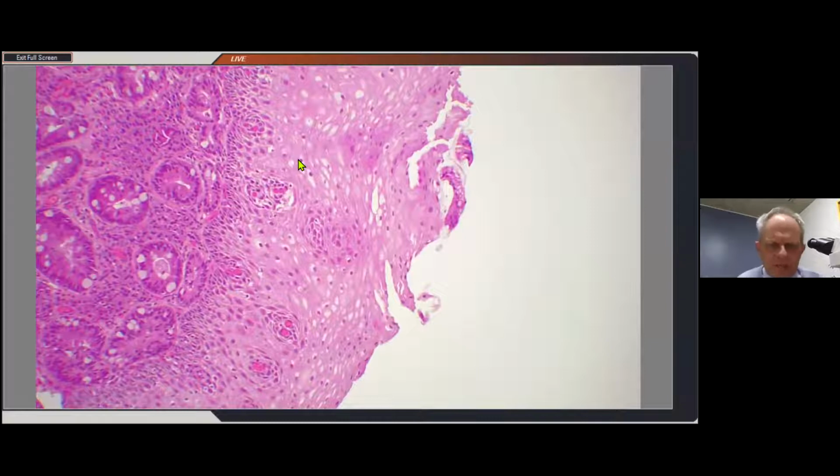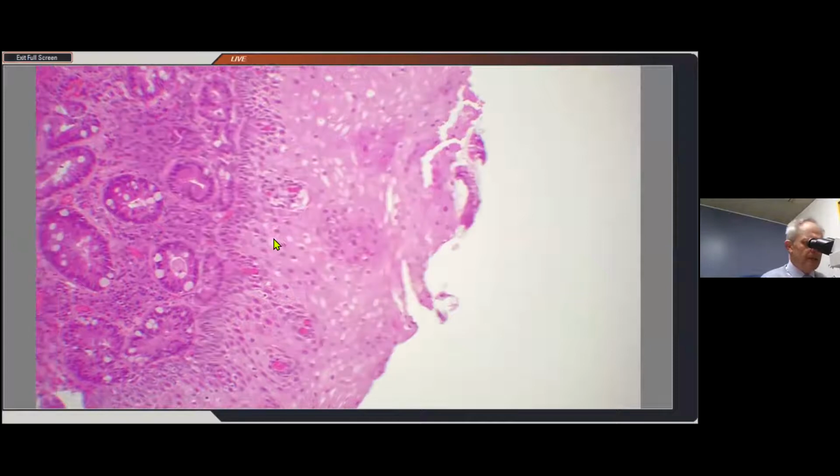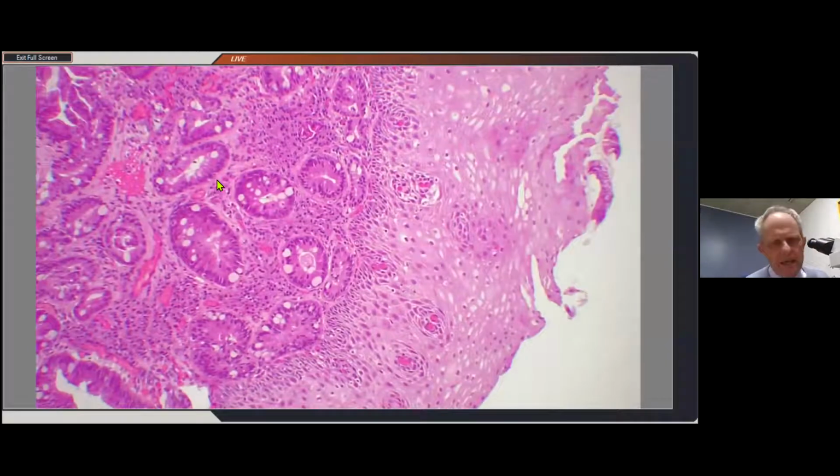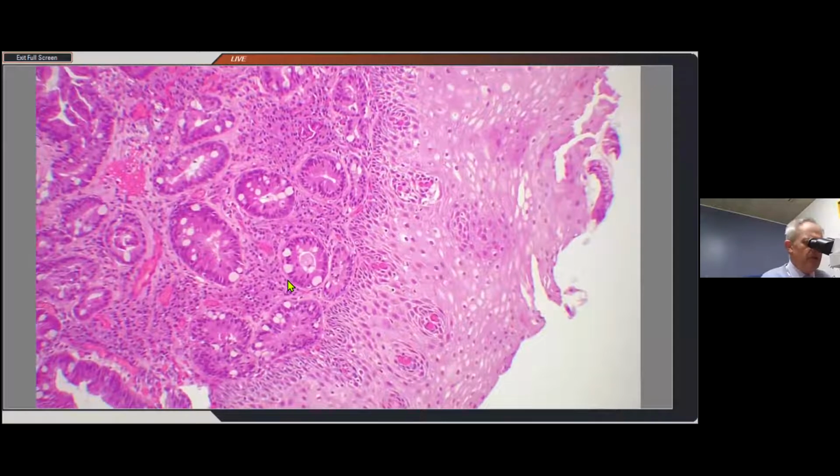So that mucosa is fine from a squamous appearance. If we just saw this on its own, without the underlying changes in the submucosa, we would probably call this just a mild esophagitis, probably in keeping with the reflux picture. When we look at the underlying submucosa, though, what we see are these numerous intestinal type glands, and you can see this extensive goblet cell change. And this is typical of Barrett's esophagus.